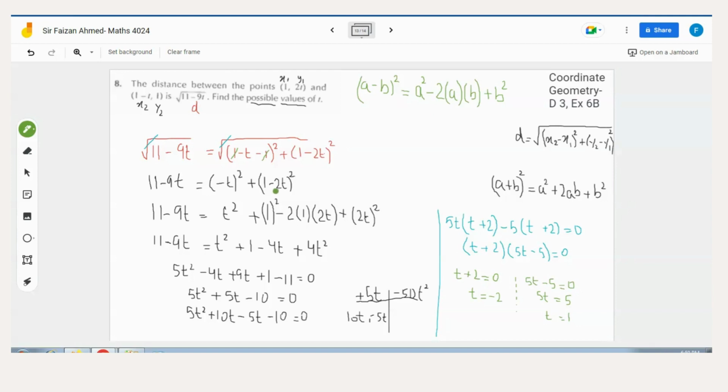So now I have (1 minus 2t) whole square. The value of a is 1 and the value of b is 2t. So now I will apply this identity. This is the positive sign as it is.